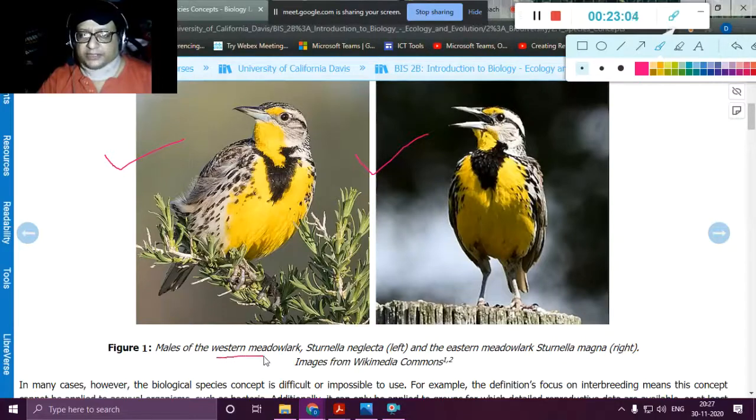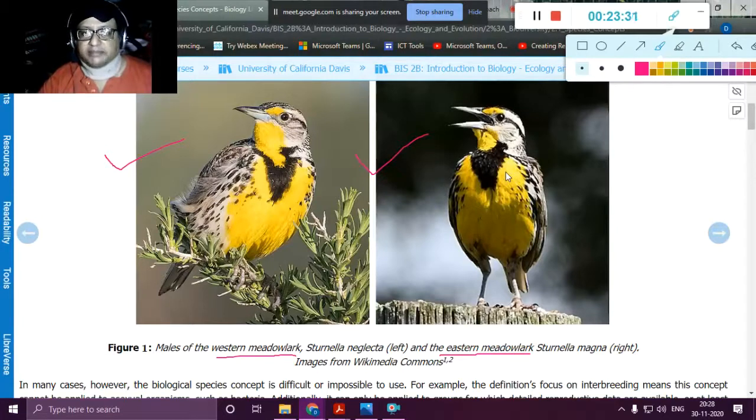The left picture is that of the western meadowlark. This is the western meadowlark. And this is the picture of the eastern meadowlark. They look the same, they sing in the same manner, but they cannot mate with each other. A male of this species cannot mate with the female of this species. So they are reproductively isolated.